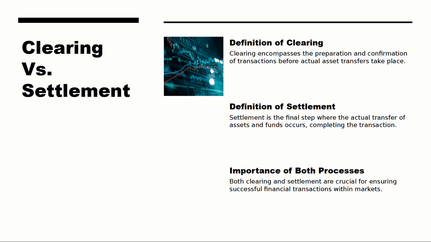Clearing versus settlement. Definition of clearing. Clearing encompasses the preparation and confirmation of transactions before actual asset transfers take place. Definition of settlement. Settlement is the final step where the actual transfer of assets and funds occur, completing the transaction. Importance of both processes. Both clearing and settlement are crucial for ensuring financial transactions within markets.